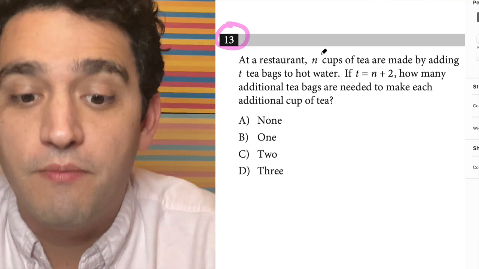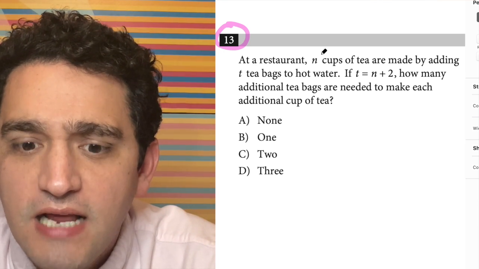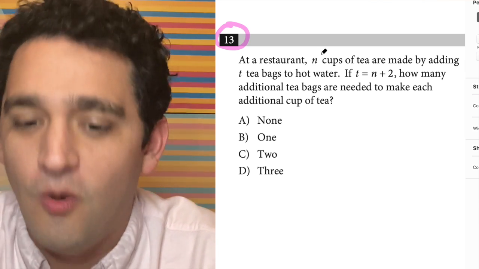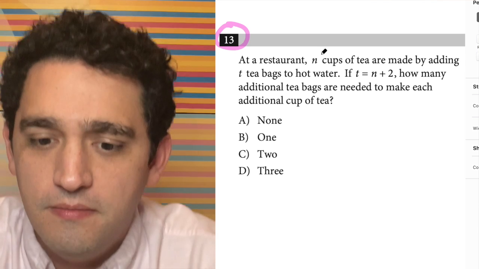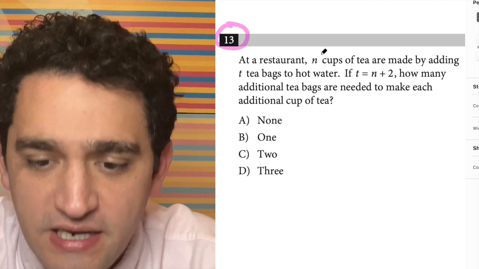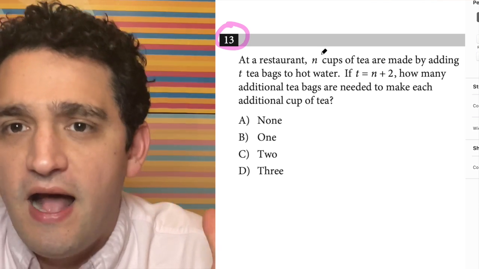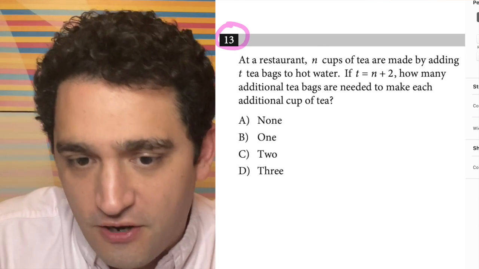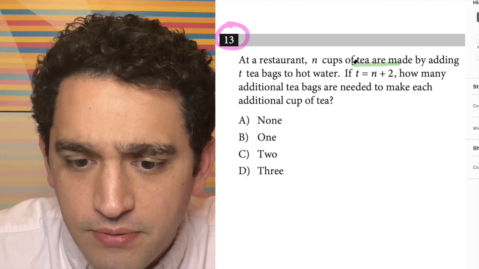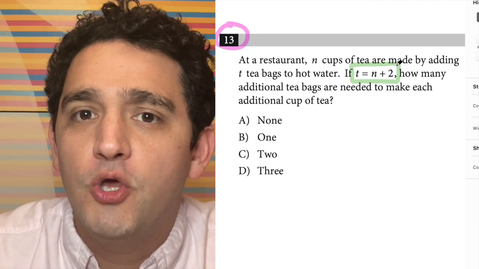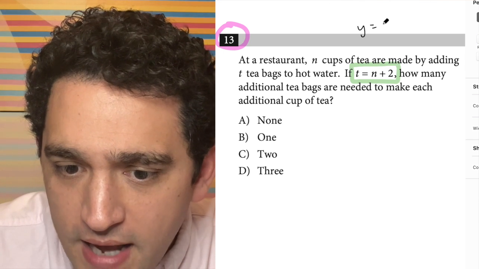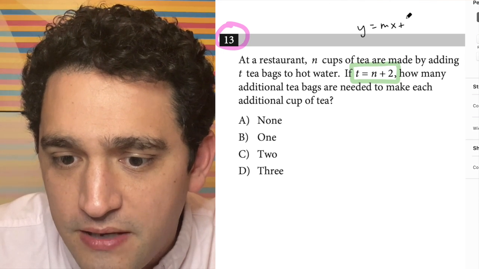We then look at number 13. At a restaurant, n cups of tea are made by adding tea bags to hot water. If t equals n plus 2, how many additional tea bags are needed to make each additional cup of tea? That's very wordy, but the most important part here is the function. What is this? T equals n plus 2. I hope you have realized is a linear function. Kind of looks like y equals mx plus b.